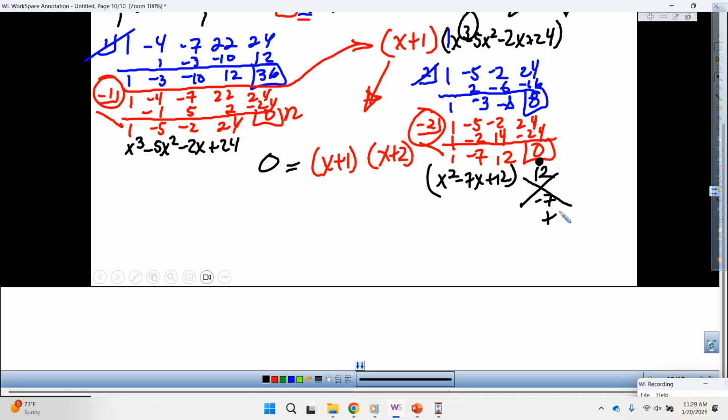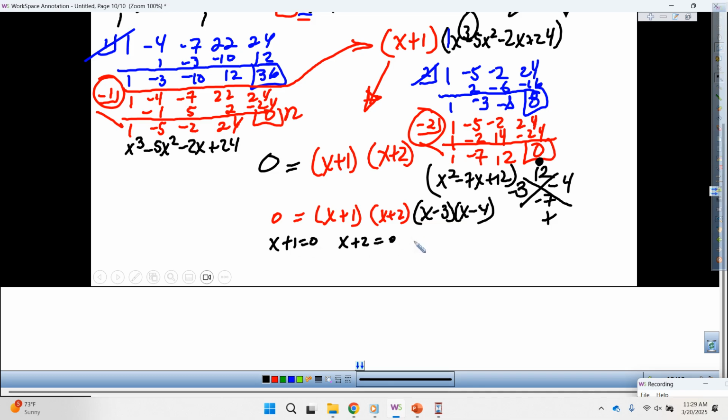Pass on one, Kelly. Caitlin. What is it? -3, -4. So my factors are x minus 3, x minus 4. Bring down the other ones, which are x plus 2 and x plus 1, and all that equal to 0. And of course the next step, x plus 1 equal to 0, x plus 2 equal to 0, x minus 3 equal to 0, and x minus 4 equal to 0.